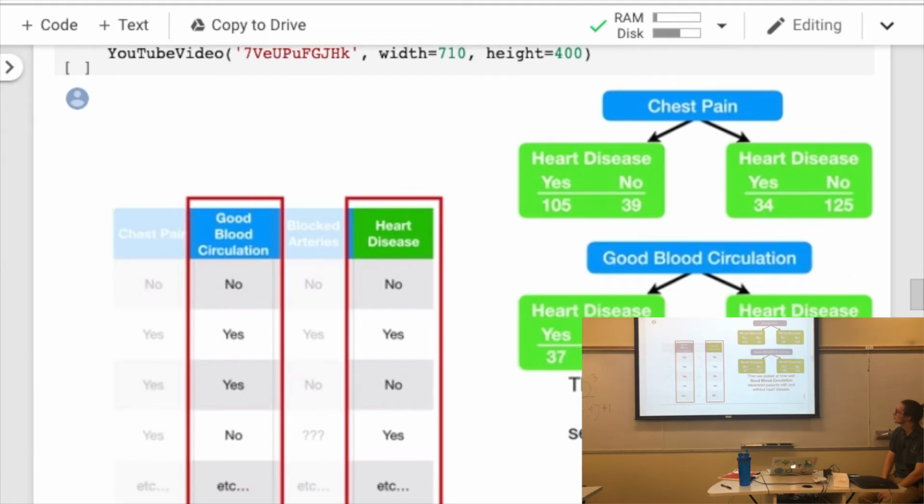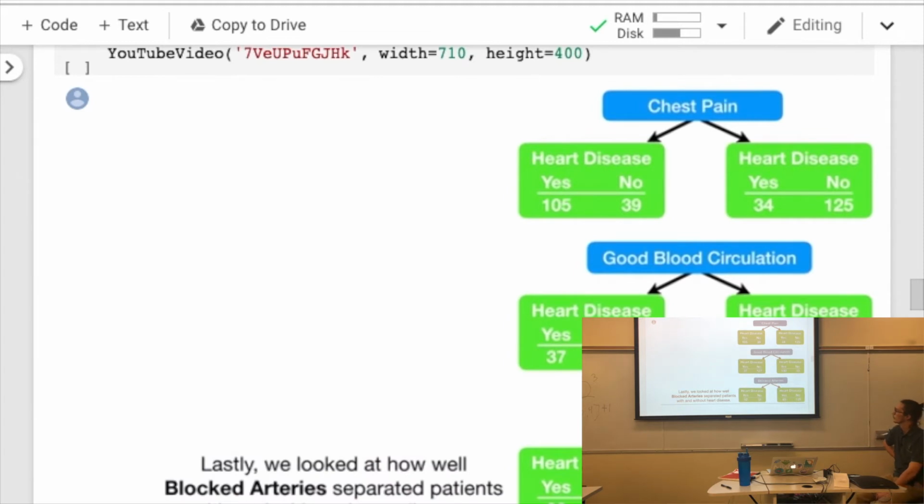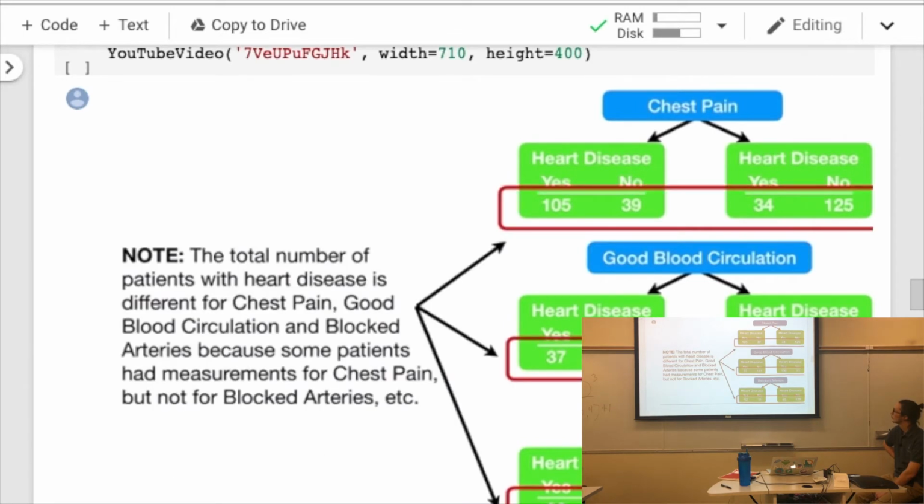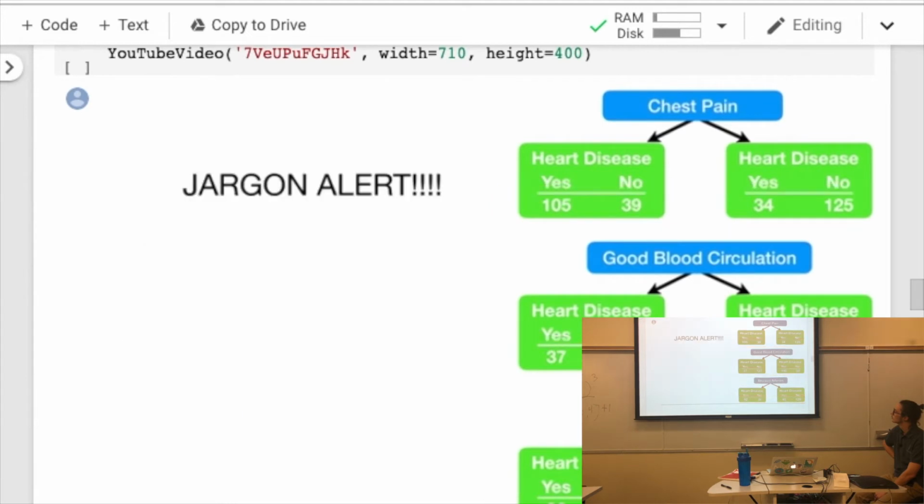Then we looked at how well good blood circulation separated patients with and without heart disease. It wasn't perfect either. Lastly, we looked at how well blocked arteries separated patients with and without heart disease. Note, the total number of patients with heart disease is different for chest pain, good blood circulation, and blocked arteries because some patients had measurements for chest pain, but not for blocked arteries, etc. Oh no, it's another one of those ghastly jargon alerts.